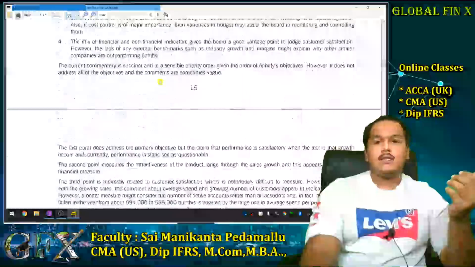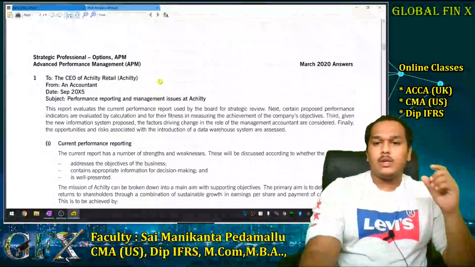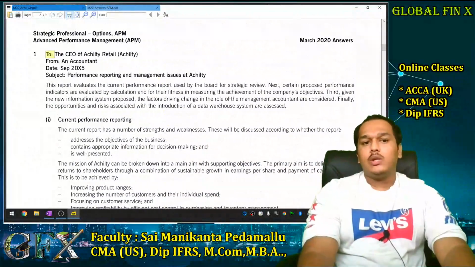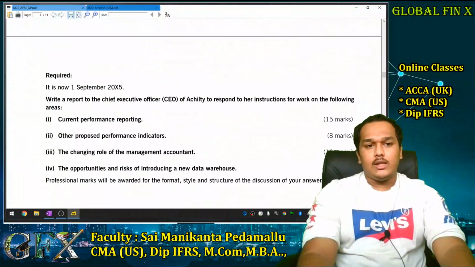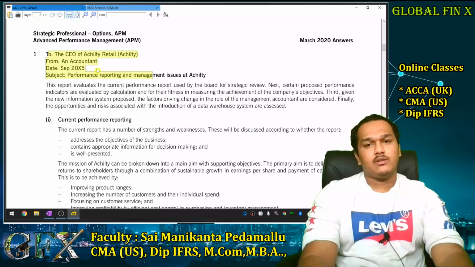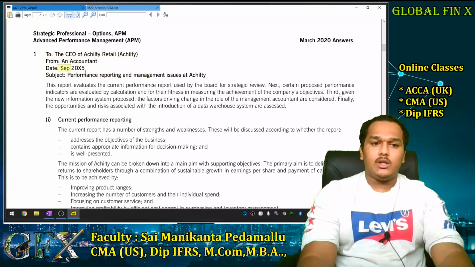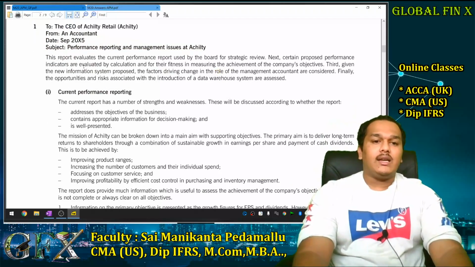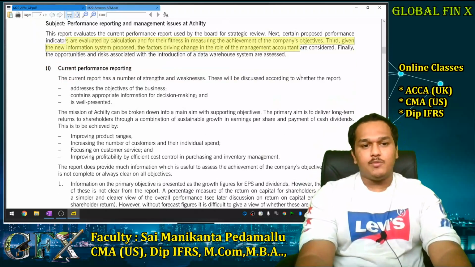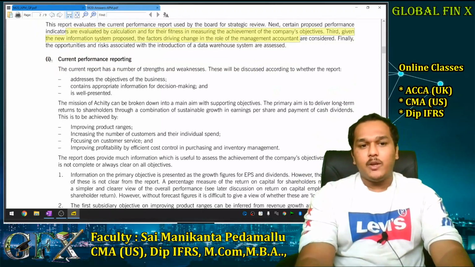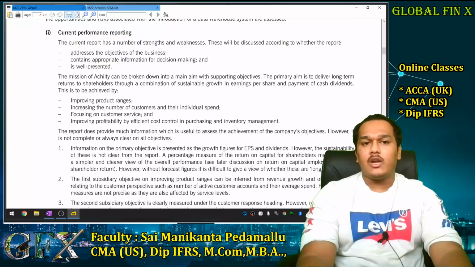See your answer, these are the answers. You can see that your answer is first addressed to the CEO of Agility, because they asked you to write a report to the chief executive officer. So obviously it is to the chief executive officer from the accountant, and the date of the report and the subject should be there. And next, an introduction paragraph about what is being done. Then on each aspect you have to structure your answer very clearly like this.